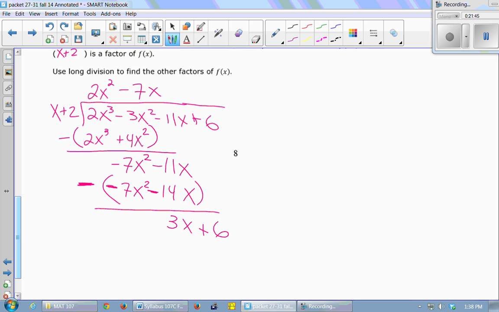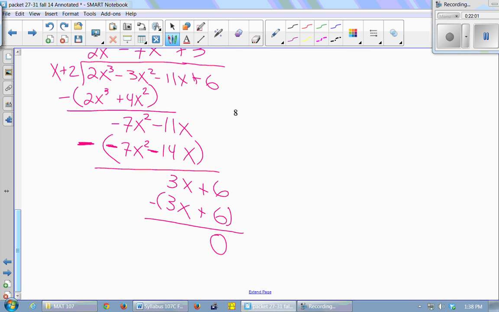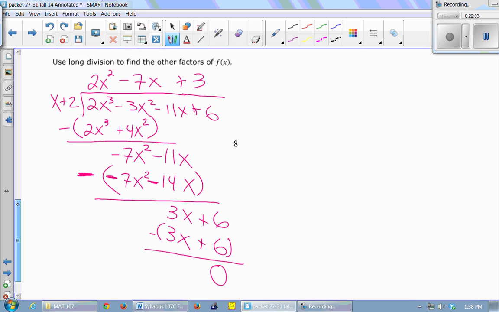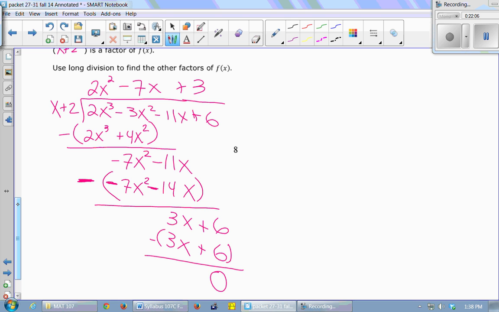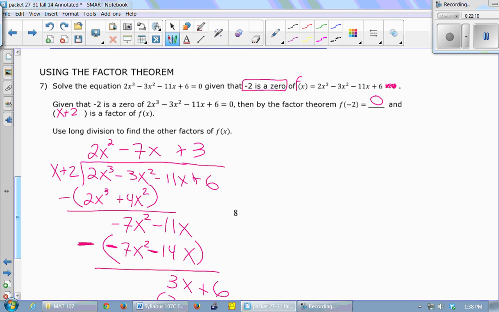Bring down the 6. What do you multiply x by to make 3x? 3. 3 times x is 3x. 3 times 2 is positive 6, and I subtract. 3x plus 6 minus 3x plus 6 is 0. So I have remainder 0, and I knew that I should get remainder 0 because I started out knowing that negative 2 is a 0, so that x plus 2 would be a factor, that it would divide in evenly.